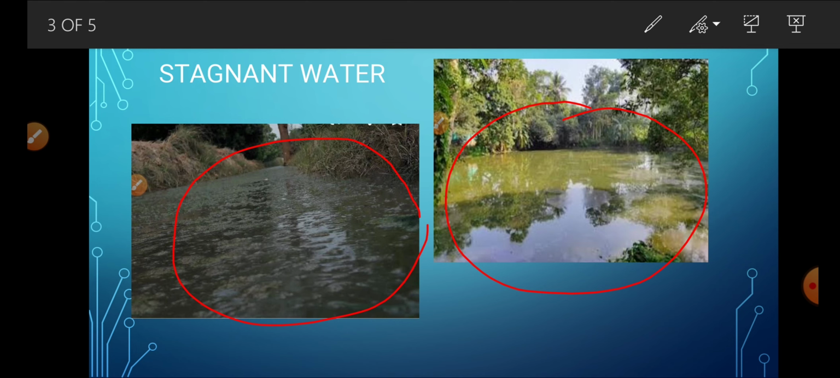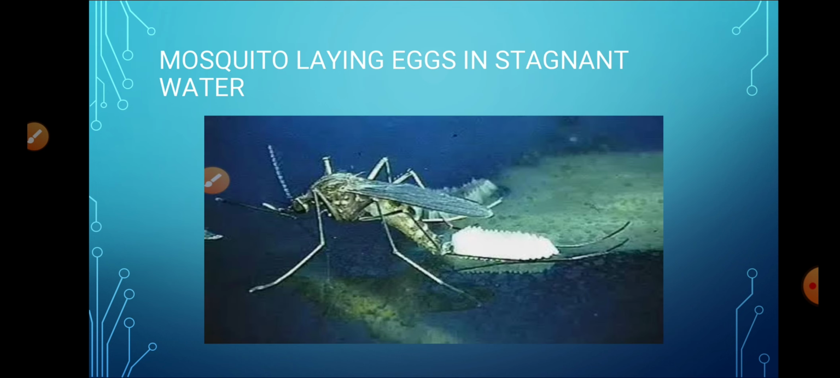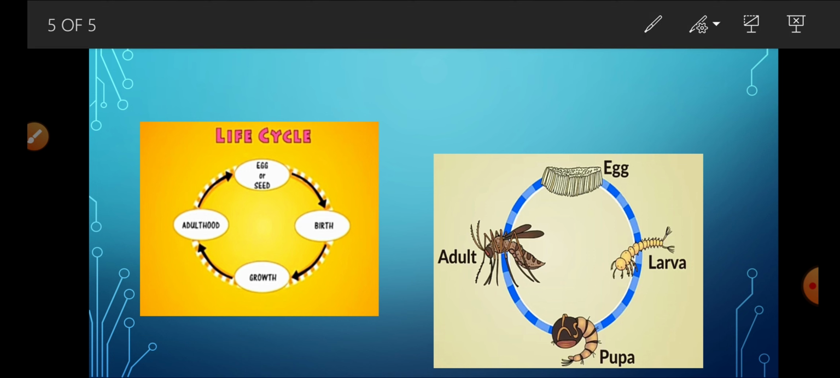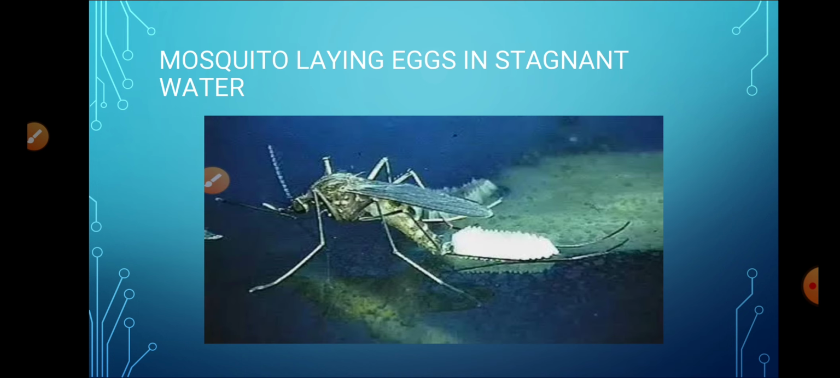As we all know, mosquitoes lay eggs in stagnant water, so stagnant water is directly related to the birth of malaria causing mosquitoes. Now in this picture you can see that there is a mosquito laying eggs in the water. Can you see? Yes.